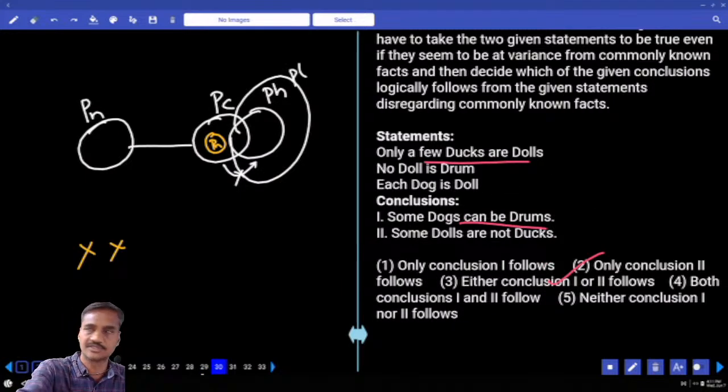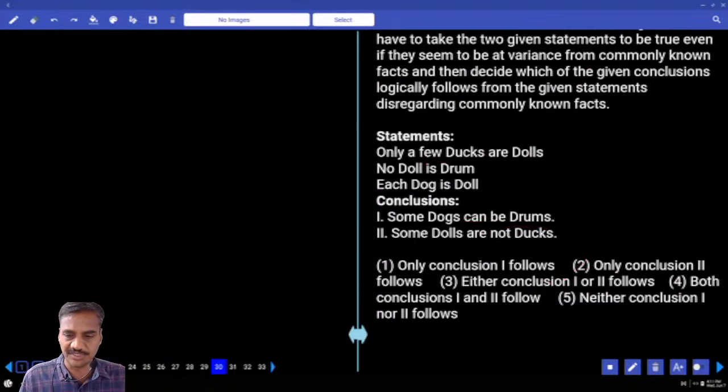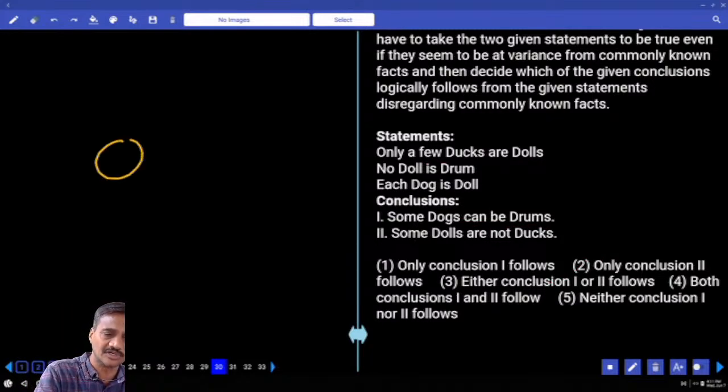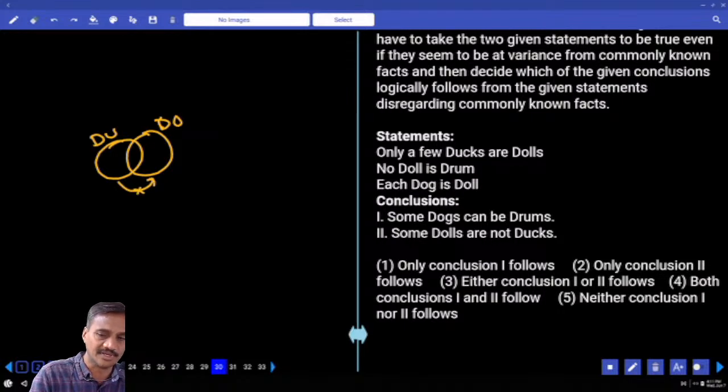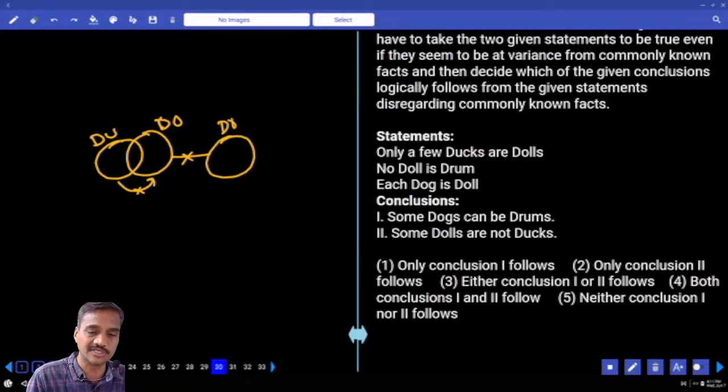The next one, 30th. Now in this question number 30, only a few ducks are dolls. Only some of the ducks are dolls but not all. And next one, no doll is a drum. No intersection between doll and drum. And each dog is a doll.